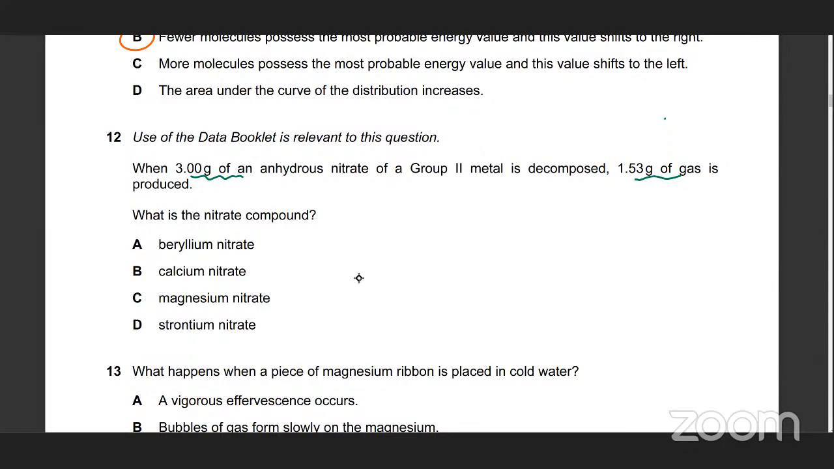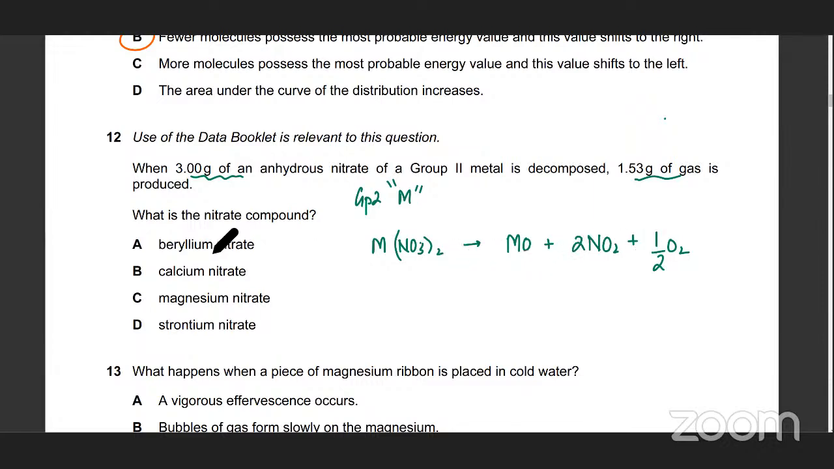The other way to solve this is take this group 2 metal as being M, right? Unknown. The decomposition of a metal nitrate for a group 2 metal is going to look like this. Okay, it's going to produce a metal oxide, it's going to produce 2 NO2 molecules, and it's going to produce half molecules of oxygen. Okay, so that's your decomposition equation, and it is a balanced equation.